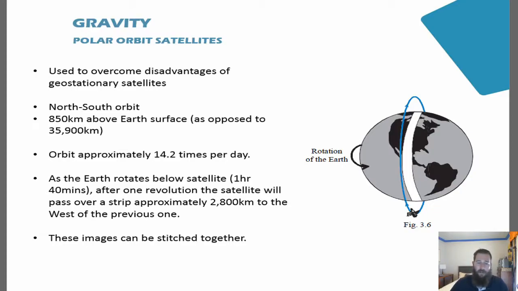Polar satellites are another type of satellite, and these rotate in a polar orbit, so from north to south, just as shown in the diagram. These are a lot closer to the Earth, and they can orbit the Earth about 14 times a day.